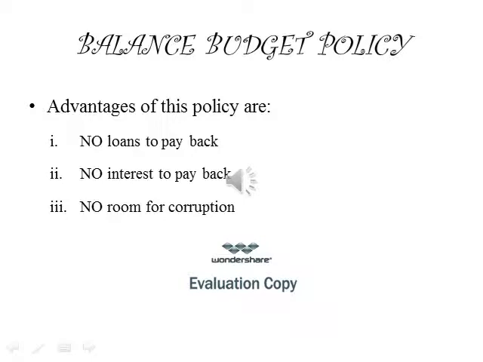Balanced budget. This type of budget arises when the amount a government is spending is equal to the amount the government is earning. In short, the government is spending exactly what it has. This type of budget is the most efficient fiscal policy, which requires less money for it. Advantages of a balanced budget: no loans to pay back, no interest to pay back, no room for corruption.